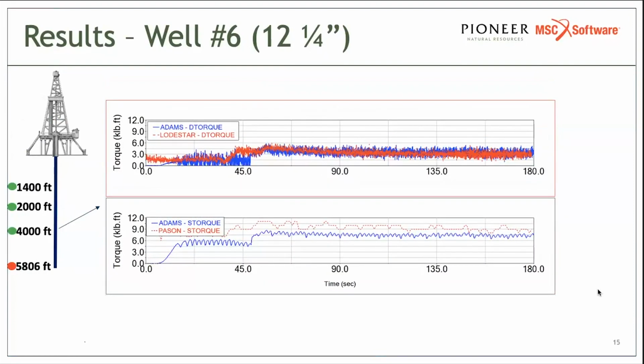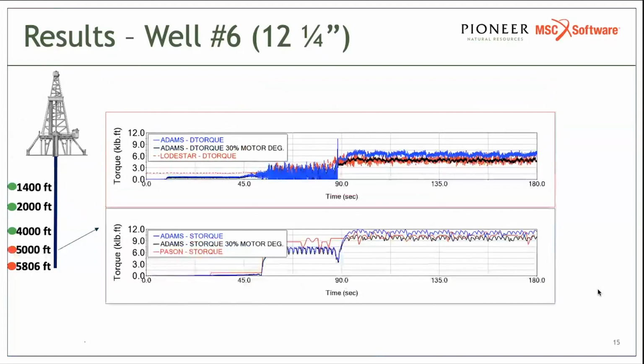When we come to 4000 feet, we are starting to see some discrepancies on the surface torques, but our downhole torques are again quite accurate. I've only been drilling for around 2000 feet, so there is no failure yet. When we increase the depth to 5000 feet, however, something happened between 4000 and 5000, and now we have some discrepancies between the blue line and the red line. In this case, we have to introduce 30% of motor degradation to make the model results match with the measurement results.